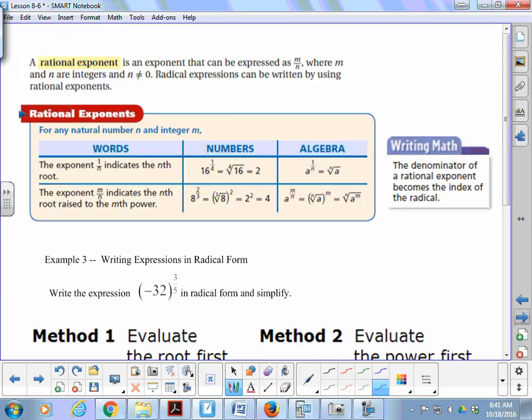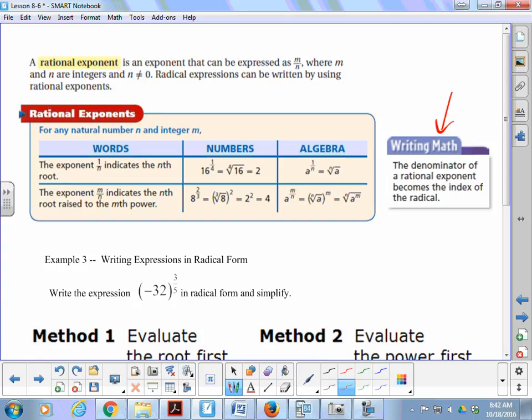All right, so let's just do a quick little run through of the other three examples then. Examples 3, 4, and 5. Okay, rational exponents. Those are fractional exponents. And when we have a rational exponent, the denominator of the rational exponent is the index. Okay? The denominator of the rational exponent is the index. So if I have algebra terms here, if I have a to the power of 1 over n, then that's the nth root of a.